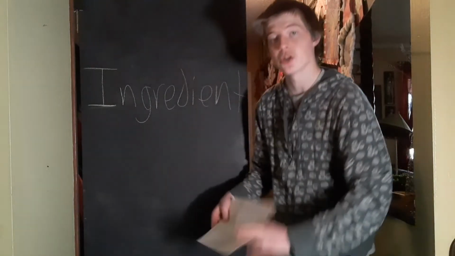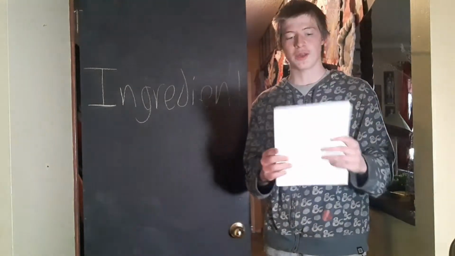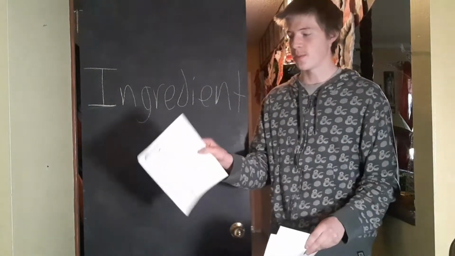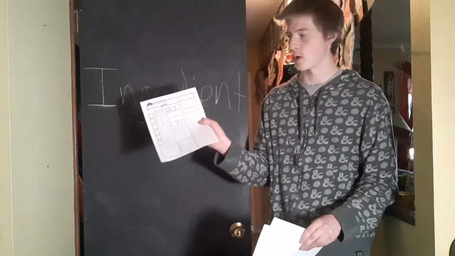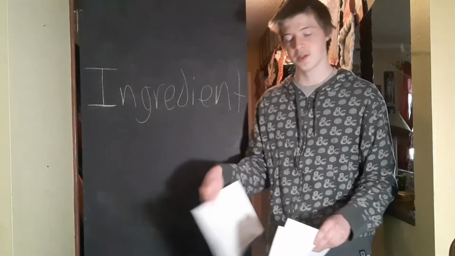Next up is character sheet. This is the standard 5th edition character sheet, 3 pages. Page number 1 is all the basic details. We're going to be mostly focusing on this one for today's episode.